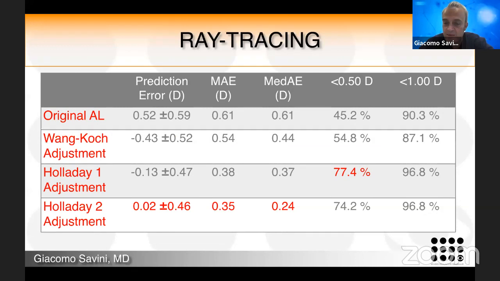But these are the numbers that I want to show you. If we take the original axial length, we have around 45% of eyes with the prediction error lower than half a diopter. And you can see that using the Holladay adjustments, either the one for the Holladay 1 or that for the Holladay 2, that percentage increases up to around 75% of eyes within half a diopter. And for a sample whose mean axial length is around 27 millimeters, this would be a great result even in emmetropic non-operated eyes. And we can have this in long post-LASIK eyes, with a mean prediction error very close to zero and a median absolute error of just 0.24 diopters.